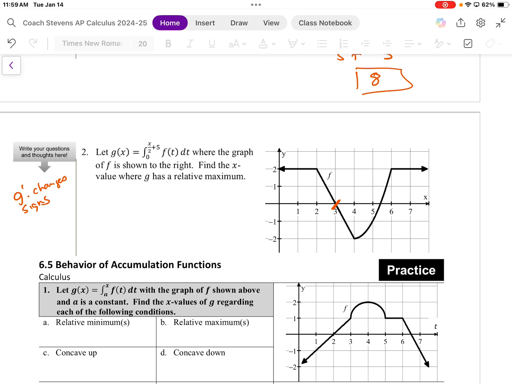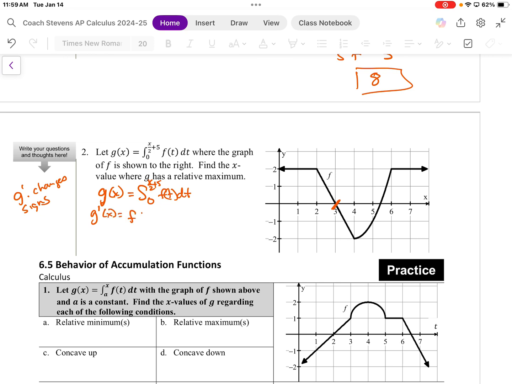So, we got to figure out. Okay, so if I know g of x is equal to this thing here, and we have the x over 2 plus 5, what would the g prime be? What would g prime be? What would that look like as an equation?